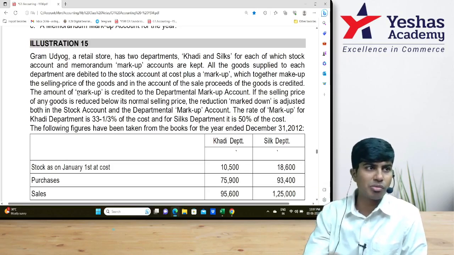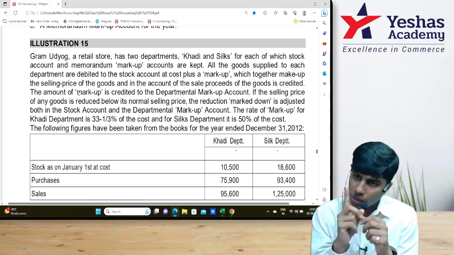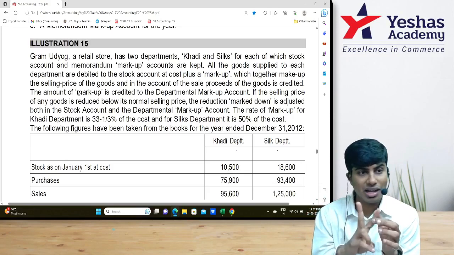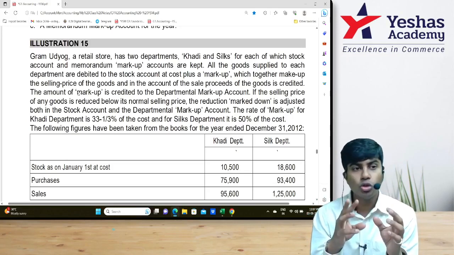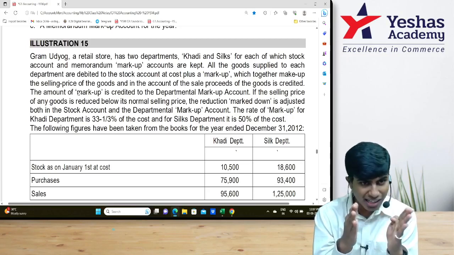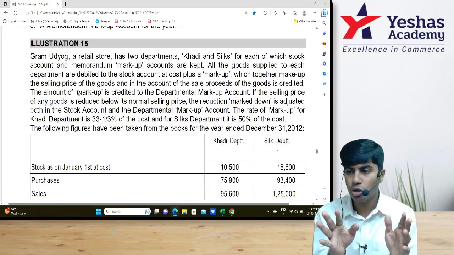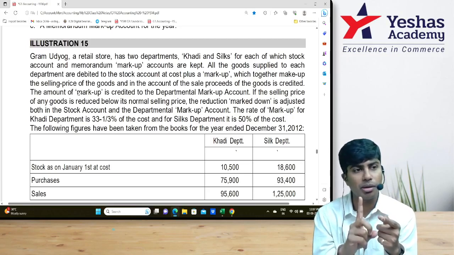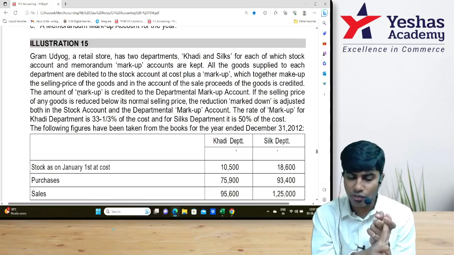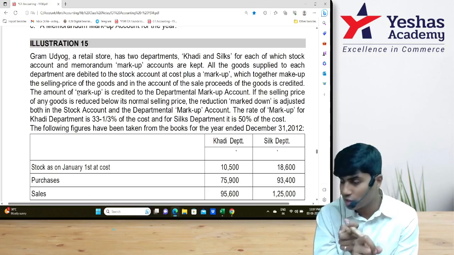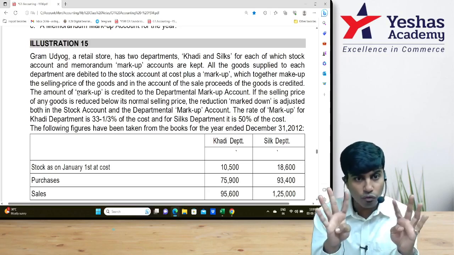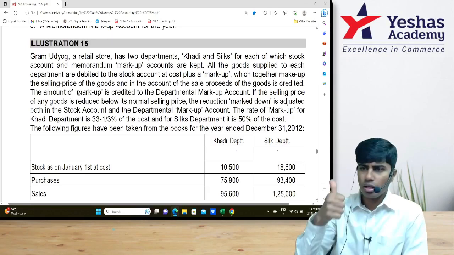I'll tell you how this is different from the previous problem. In the previous problem, there was only one department, and we were doing it only for one department. Now we have two departments, khadi department and silk department. So we need to do memorandum stock account and memorandum markup account for khadi department and silk department separately. For khadi, we'll prepare memorandum khadi stock account and memorandum khadi markup account, and for silk, memorandum silk stock account and memorandum silk markup account. You need to open two into two, four ledger accounts. How many ledger accounts? Got this?